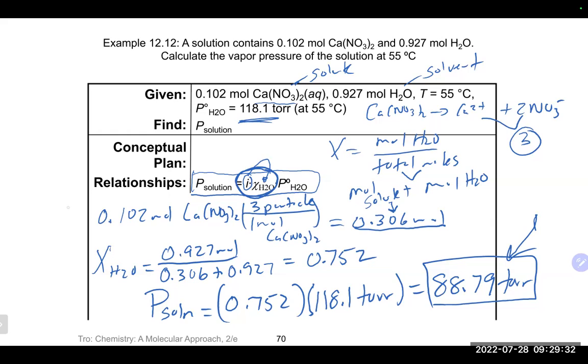So again, this little aspect here is how we incorporate i in these Raoult's law problems versus vapor pressure lowering. It's incorporated into the mole fraction part. For everything else, like we saw before, the boiling point, the freezing point, and all that, it's just put into the formula. You can just multiply it in. But here we incorporate it into the mole fraction part.